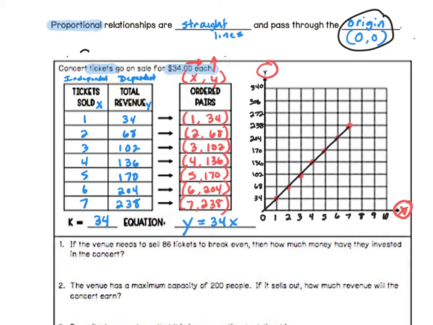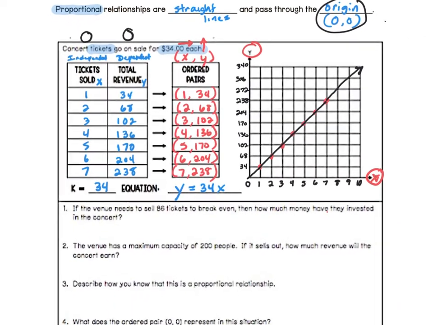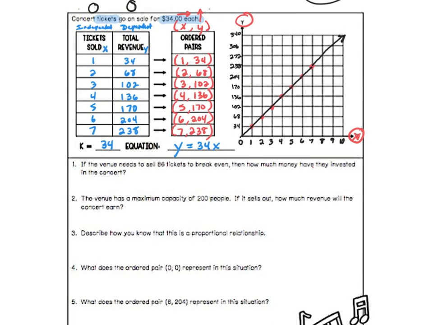And this would make sense if I bought 0 tickets. I'd spend $0. And I could also figure out the rest of these without putting them in a table, based on my graph. So now that we have this, our goal is to answer questions with all the information that was generated from that one statement. Tickets are on sale for $34 each.